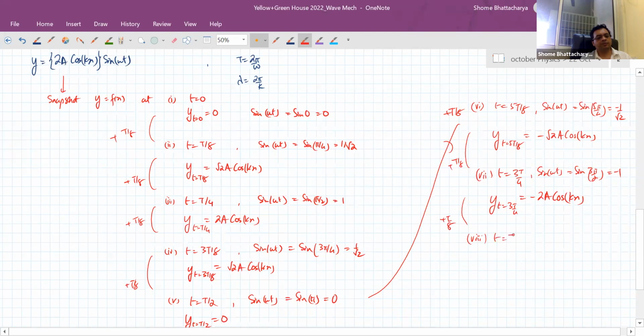So t is equal to capital T. Oh no, we'll come to 7T by 8 and the next time. So we've actually increased it 7 times. Going from 1 to 8, we've increased it 7 times. So one more has to be done. So the sine omega t term will now become sine 7 pi by 4. So that will again be minus 1 by root 2.